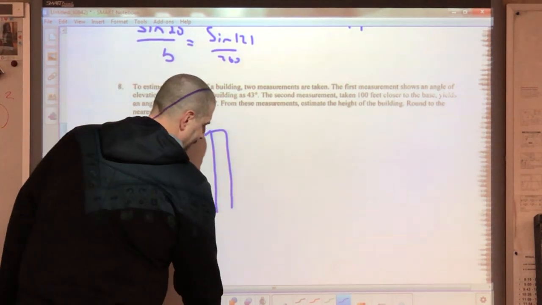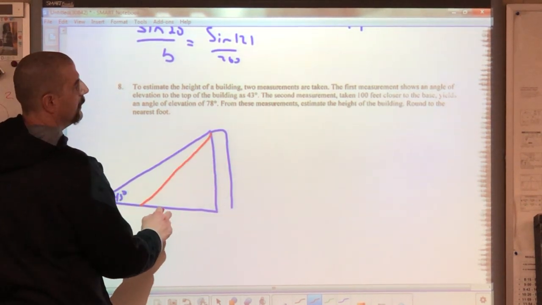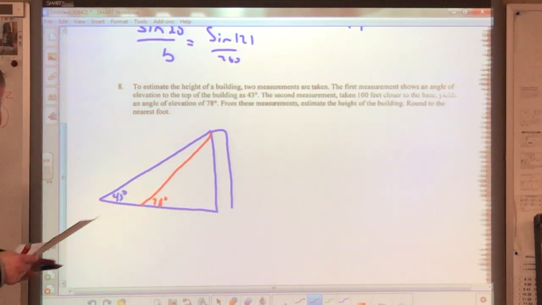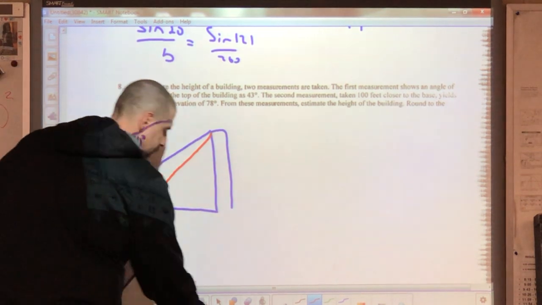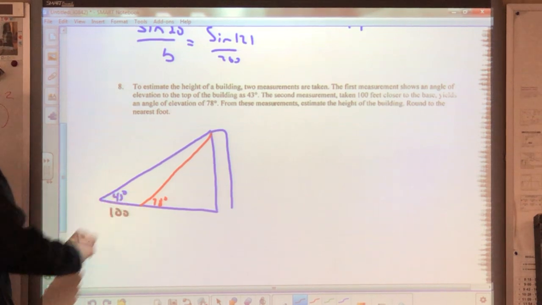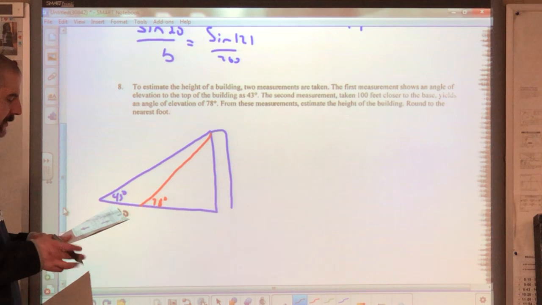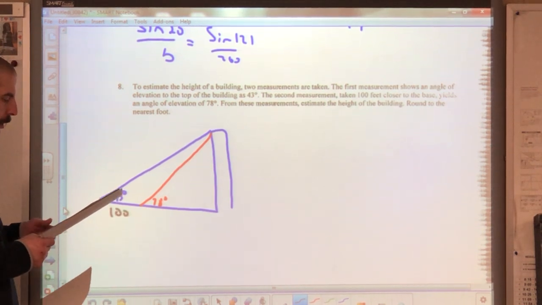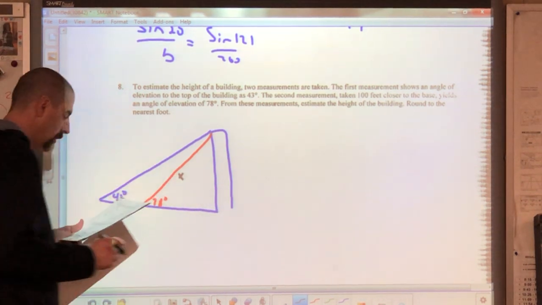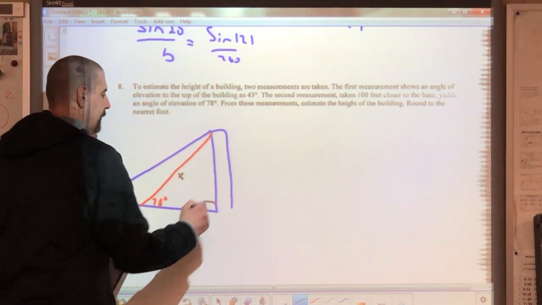And then we're going to do it again, all right? And we're going to measure it a little bit closer, and it's going to be 78, okay? So that's our measurements. So we know that we have this measurement, 100 feet, because it's 100 feet closer, all right? So now, how do we figure this out? This is the tough part, okay? So we want to find some of these distances. So that is x, okay?